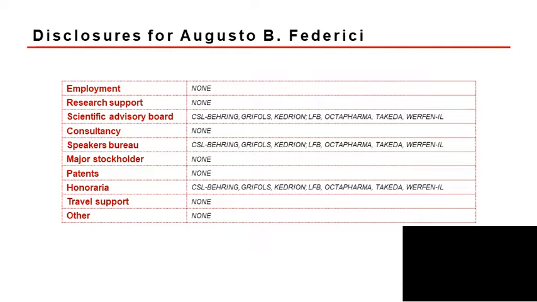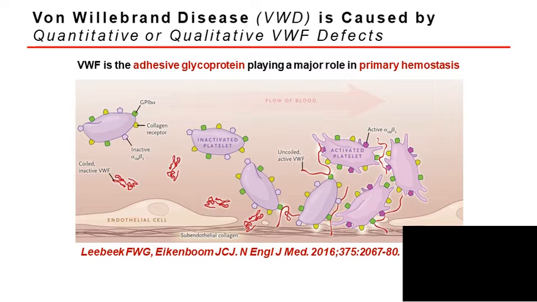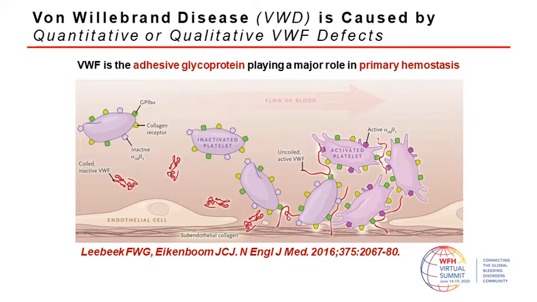This is my first slide, the title, then I have my disclosure, and then I have my first slide: von Willebrand disease caused by quantitative or qualitative von Willebrand factor defects. Von Willebrand factor is not a coagulation protein, but an adhesive glycoprotein, playing a major role in primary hemostasis. As you can see in this cartoon, the von Willebrand factor mediates platelet adhesion to the subendothelium and platelet interaction on the vessel wall.